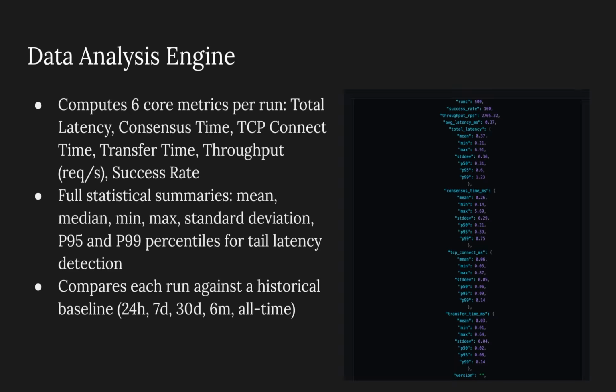And I believe these statistical summaries are really important, especially when you're comparing a current run to a baseline. If you are comparing the current run to any of the baselines that you choose, users have the option to compare their runs against the historical baseline of the last 24 hours, last week, last month, last 6 months, or all time.